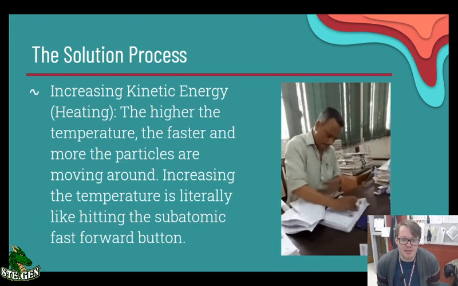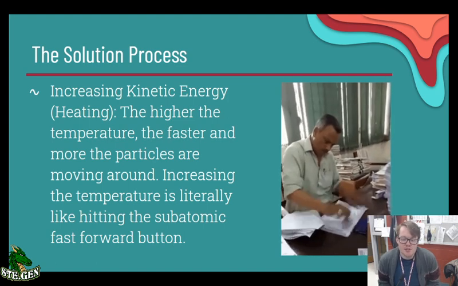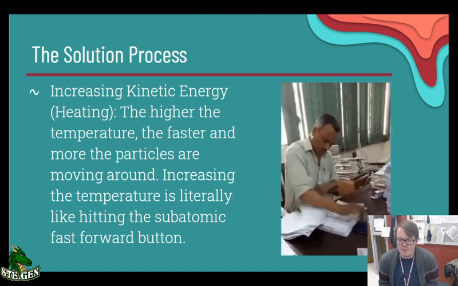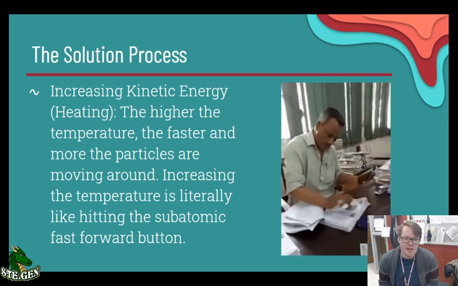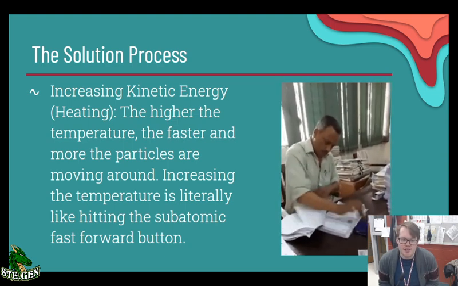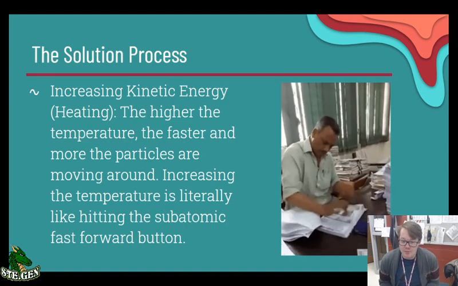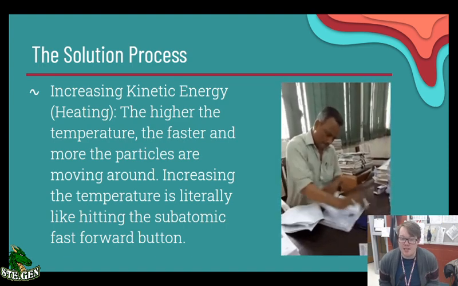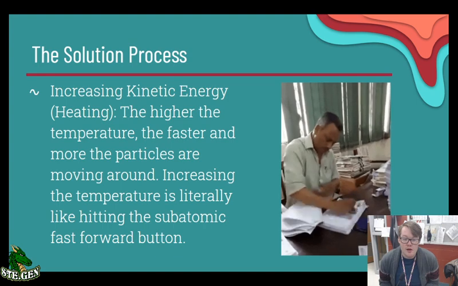And then also increasing kinetic energy or heating. I mentioned this with the agitation. That's an example of a small amount of kinetic energy being added to it. But this is really the way that you can add a lot more energy to the system. The higher the temperature, remember, temperature is a measure of kinetic energy. It's not actually a measure of heat or cool.